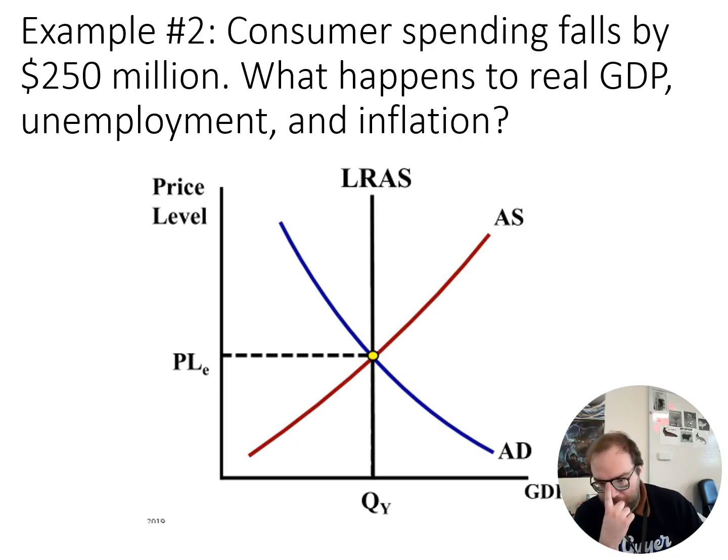So, another example. Consumer spending falls by $250 million. What happens to all of these things? Real GDP, unemployment, inflation. So again, we're going to start from full employment. We're not always going to start on full employment. Some questions will tell you we're starting in an inflationary gap or we're starting in a recessionary gap. So you have to pay attention to what the question's asking to know where our starting point is. But for this one, we're just going to say we're in full employment.